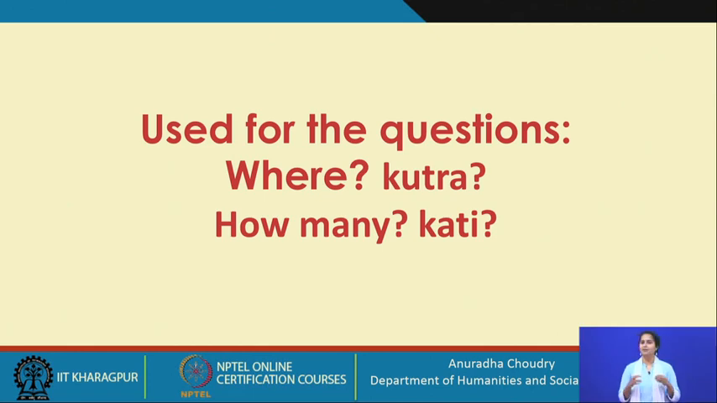We have seen now how the seventh case is used with the question kutra or where. But this can also be used with the question kati, how many. So for example, I have ekam, dve, trini, chatvari, pancha. And then I put them in the glass. So I say chashake kati chamasaha santi, chashake pancha chamasaha santi. Similarly, haste kati angulyaha santi, haste pancha angulyaha santi.